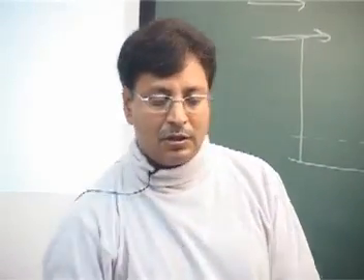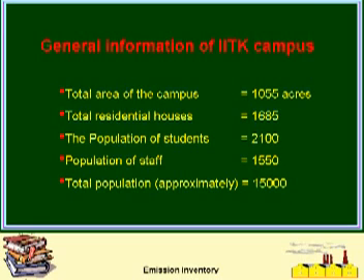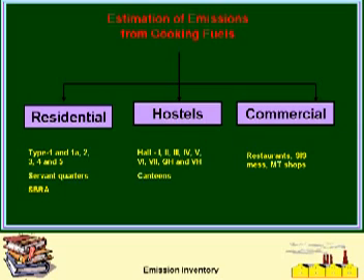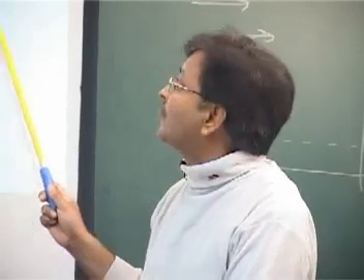Then the estimation of the emission that we want to do is from the cooking fuels. So we went to the residential areas, type 1, type 2, type 3, 4, 5, including servant quarters, and don't forget SBRs, because we are taking the residential hostels, including VH, because they also emit, and all the canteens in the hostels, and the commercial activity, restaurants, empty shops in that area. In fact, you will be surprised that when we were looking for this, we found that the security people also have a mess of their own. So that also is considered.